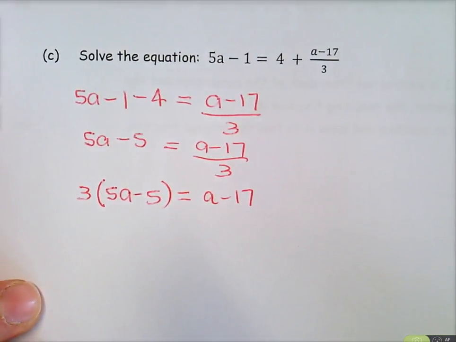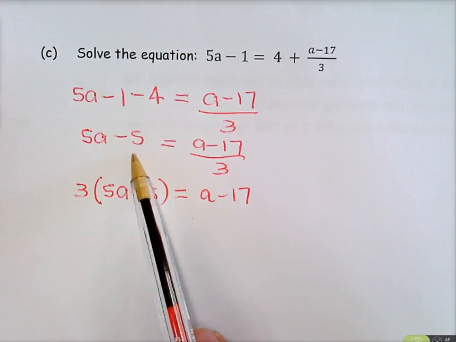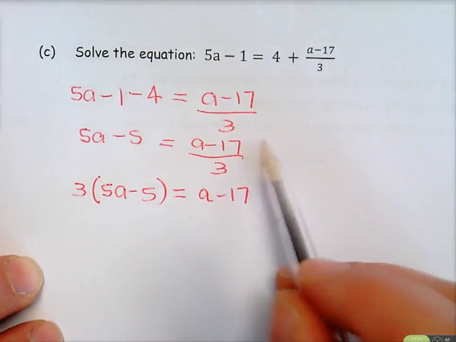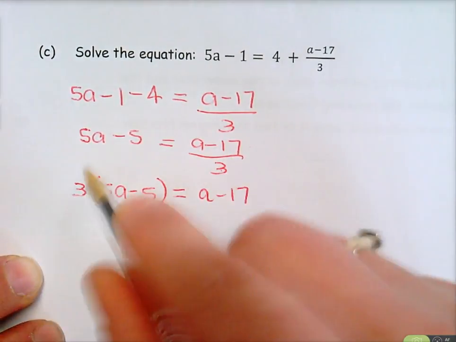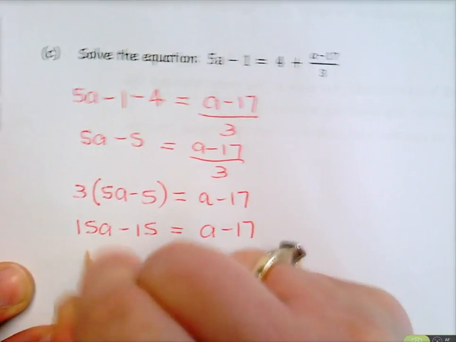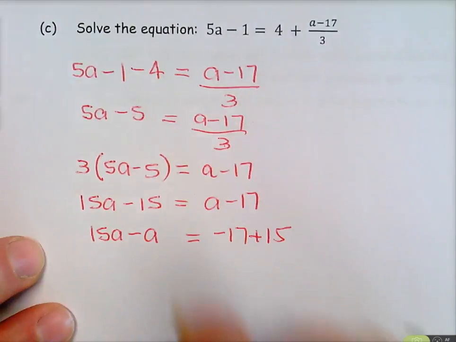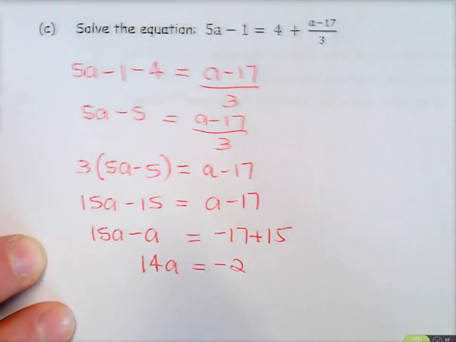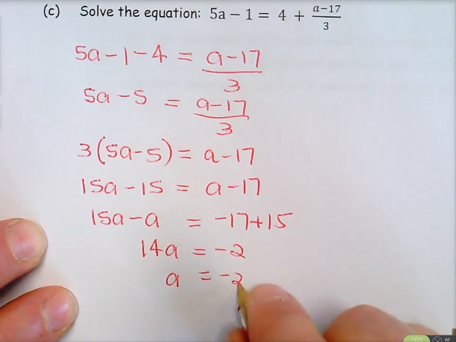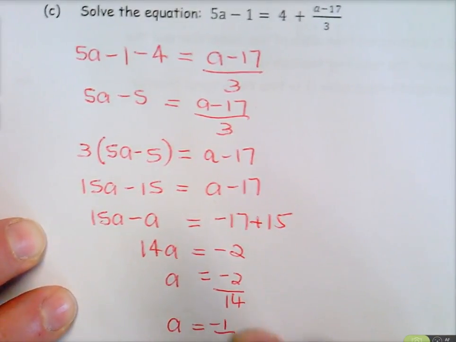So first thing, numbers on their own belong together. This is a bit of a hard one, all right? That becomes 5a minus 5 equals that. This is now easy to solve. Inverse operation of dividing by 3 is to times 3. We get 15a minus 15 equals a minus 17. So we get 15a minus a equals negative 17 plus 15. So we get 14a equals negative 2. And be careful here because people make mistakes on this simple stage. Negative 2 divided by 14, which is negative 1/7.